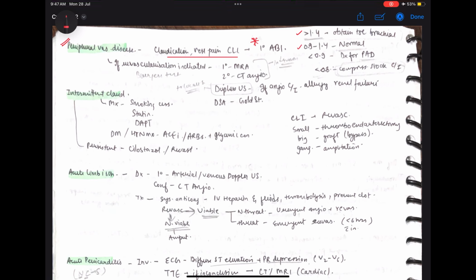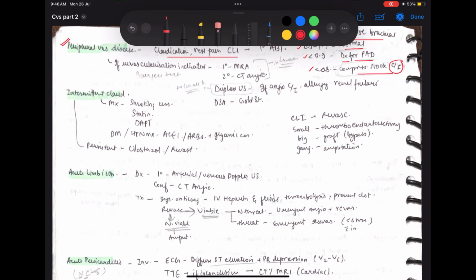So these are the criteria. So if it is more than 1.4, 0.9 to 1.4, less than 0.9 or less than 0.8. If it is more than 1.4, then you have to obtain toe brachial index. If it is 0.9 to 1.4, then it is normal. If it is less than 0.9, then you have to refer it for PAD diagnosis, and if it is less than 0.8, then it is a contraindication for compression stockings. So you have to make sure that you remember and see in the question stem what value is given.